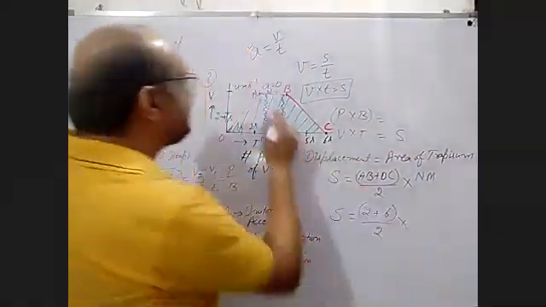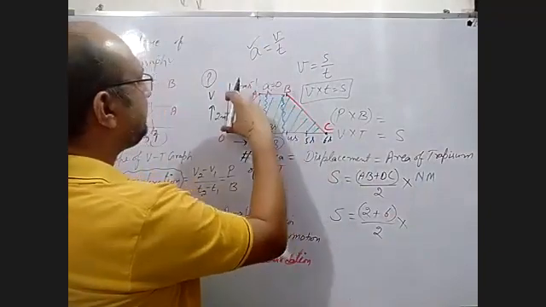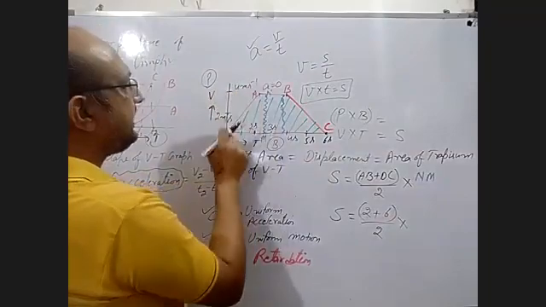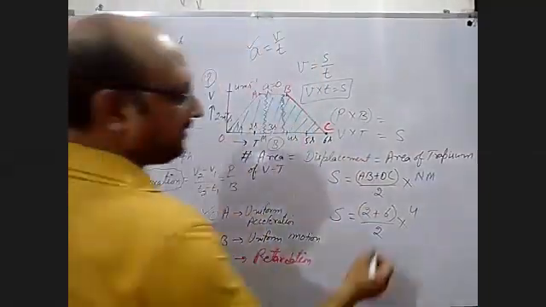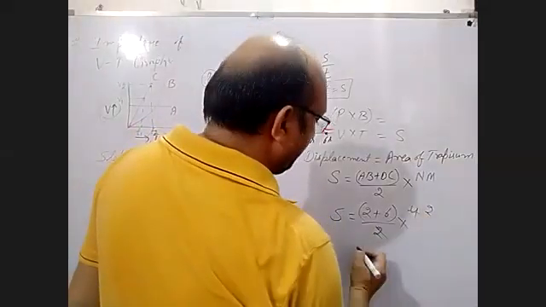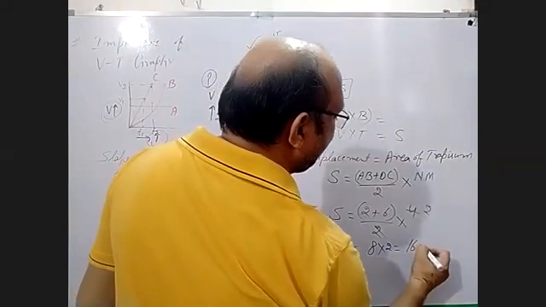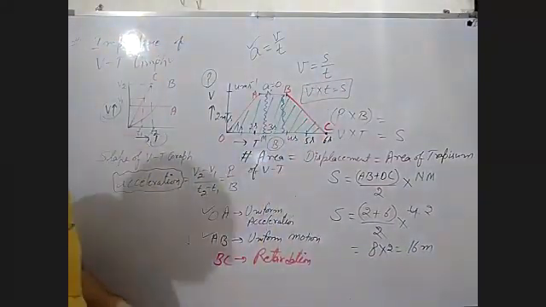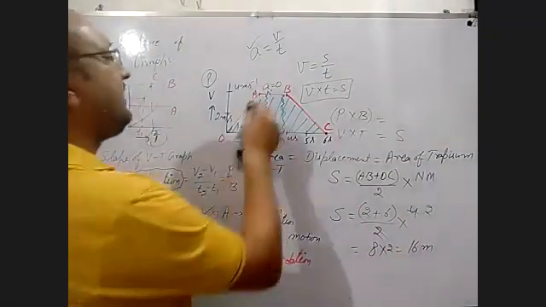Into, what is the value of NM? This gap, you can take from the vertical axis, the y-axis, the velocity axis, from 0 to 4. Means 4 you have to take here. Now, 2 plus 4 is 6, 6 by 2 is 3... 8 into 2, 16 meter. Your answer will be 16 meter. Okay. In this way, you can calculate the area.